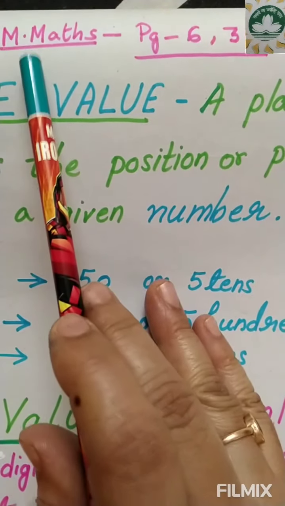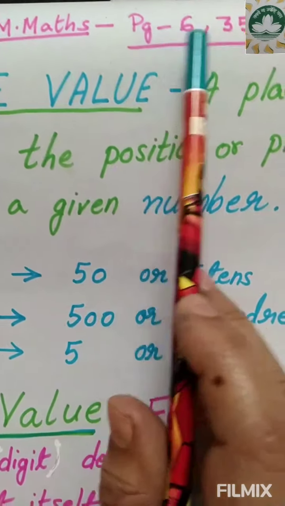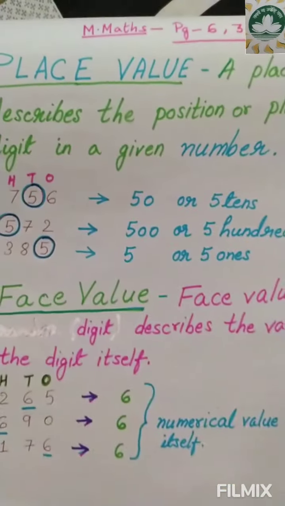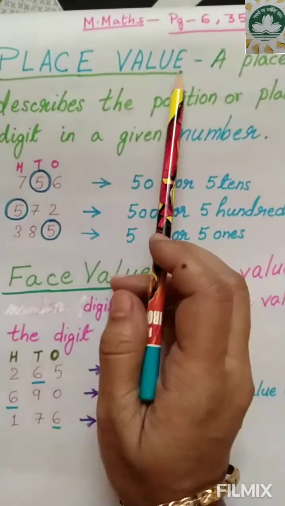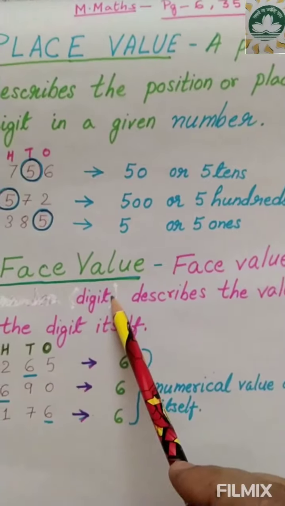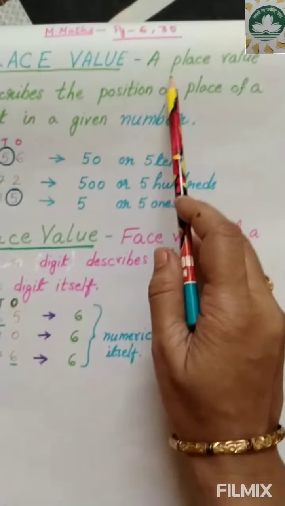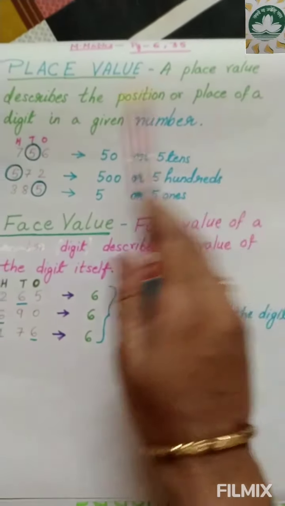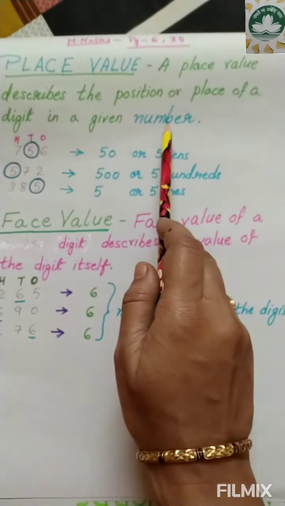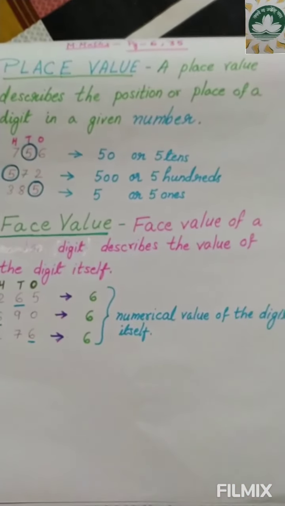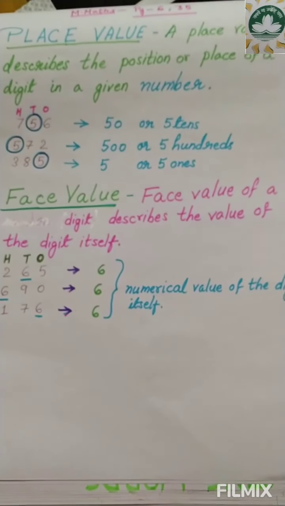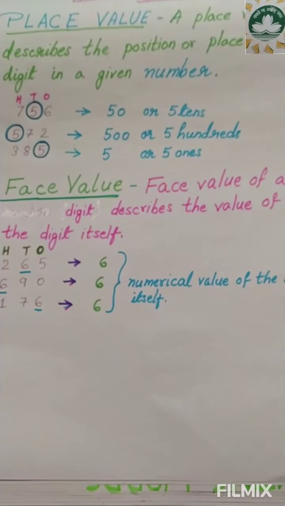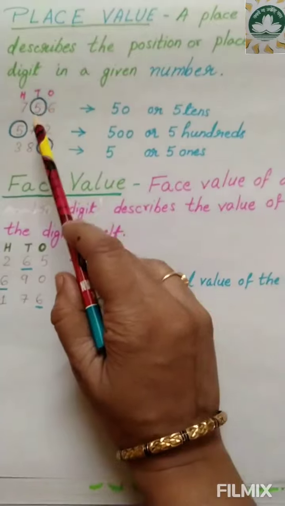Children, today we will begin our class with mental maths, page 6 and 35. In this chapter, you will learn about the place value and face value of numbers. What is a place value? A place value describes the position or place of a digit in a given number. Means, what is your place? That is explained with the help of place value. Whether the number is in hundreds place, tens place or ones place.